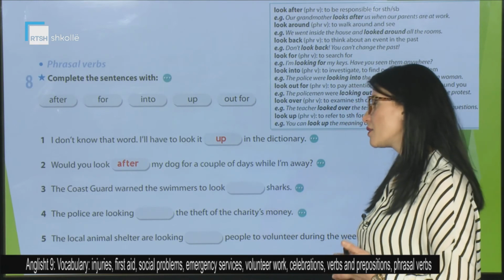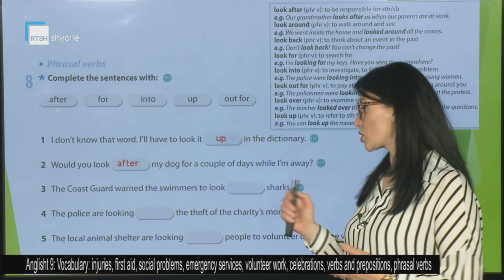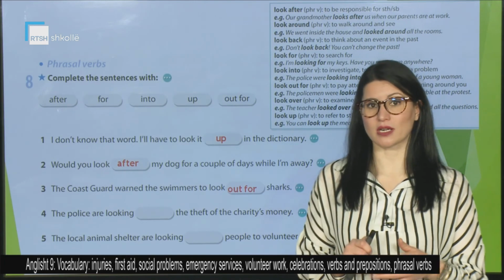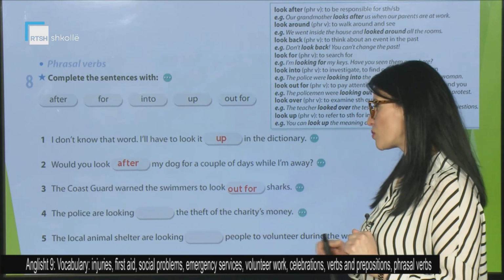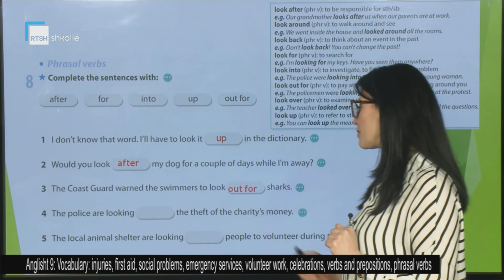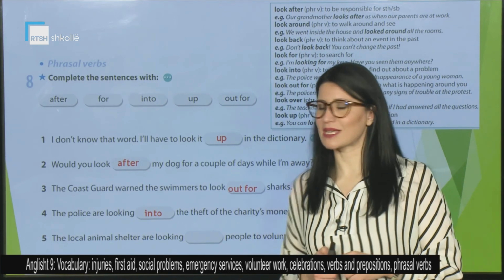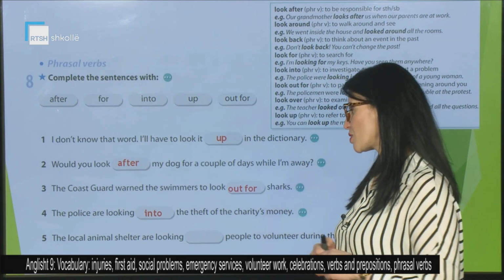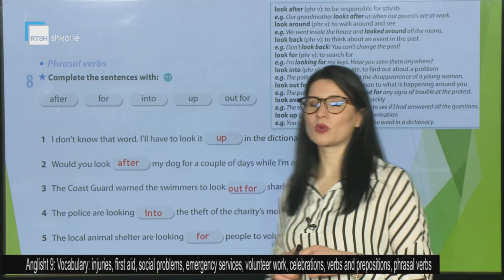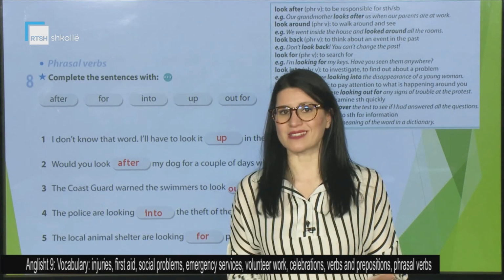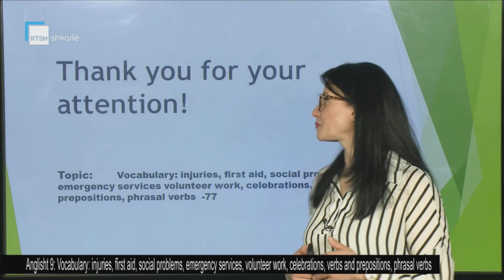Then we have: the Coast Guard warned the swimmers to look out for sharks. So it is to look out for sharks, to pay attention to what was around them. The next one: the police are looking into the theft of the charity's money. So looking into, which means to investigate. The local animal shelter is looking for people to volunteer during the weekend, which means they are in search of people who want to work in charity work.